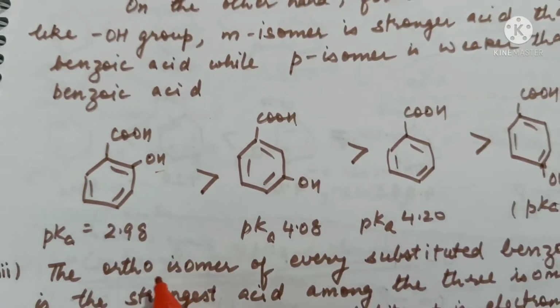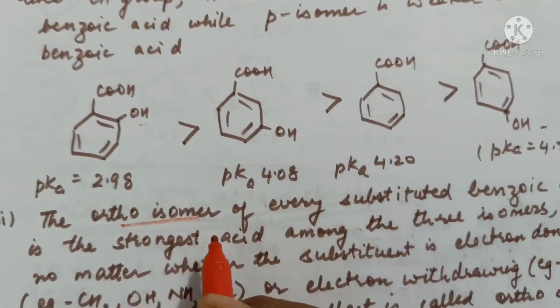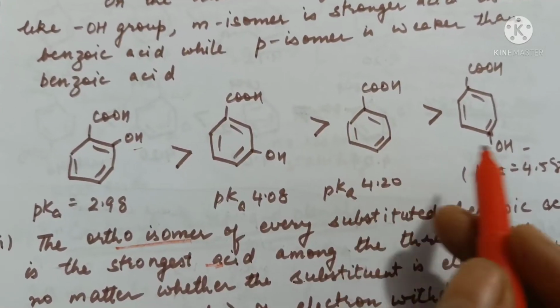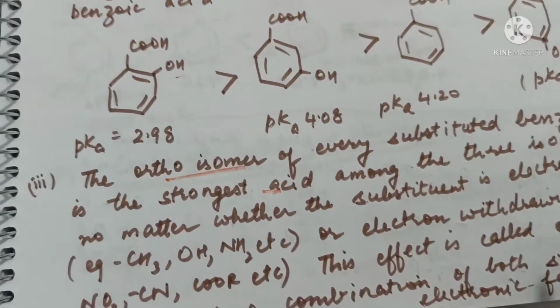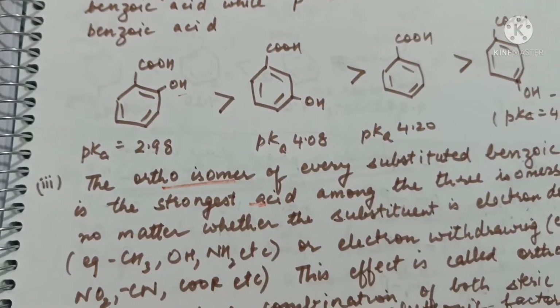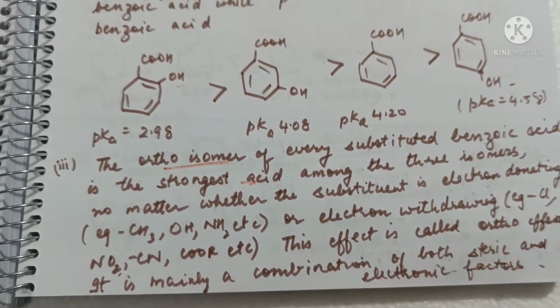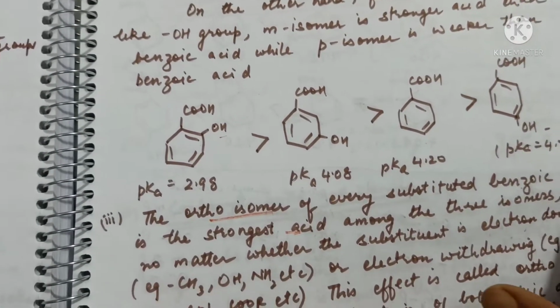So we see that the ortho isomer of every substituted benzoic acid is the strongest acid among the three isomers, ortho, meta, and para, no matter whether the substituent is electron withdrawing or electron releasing. This effect is called the ortho effect. It is a combination of both steric and electronic factors.